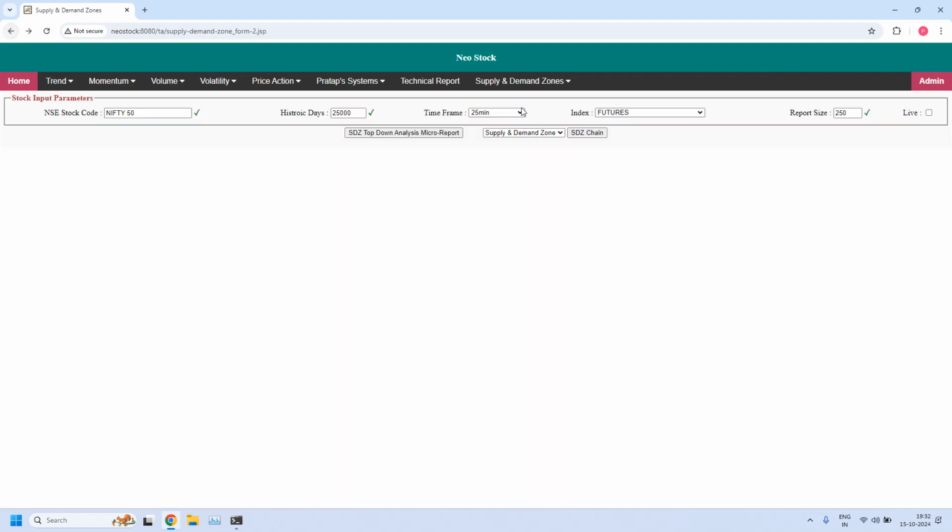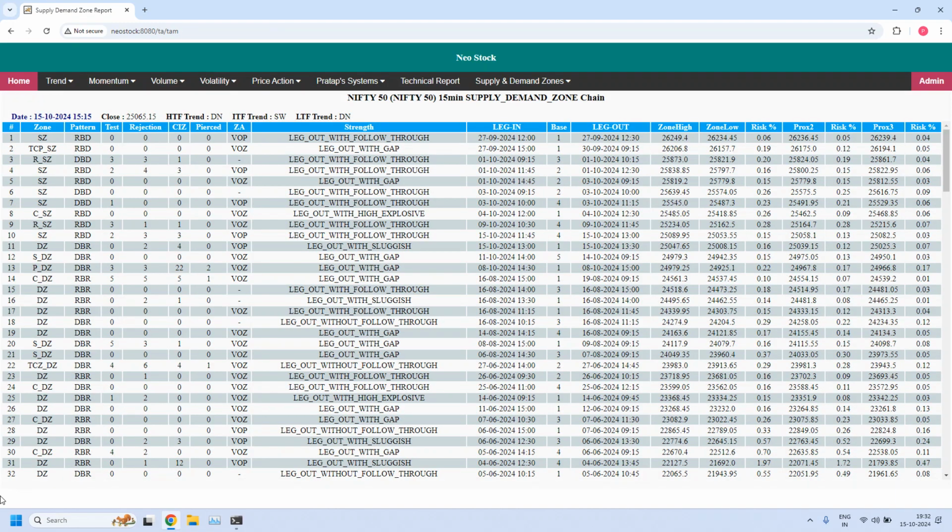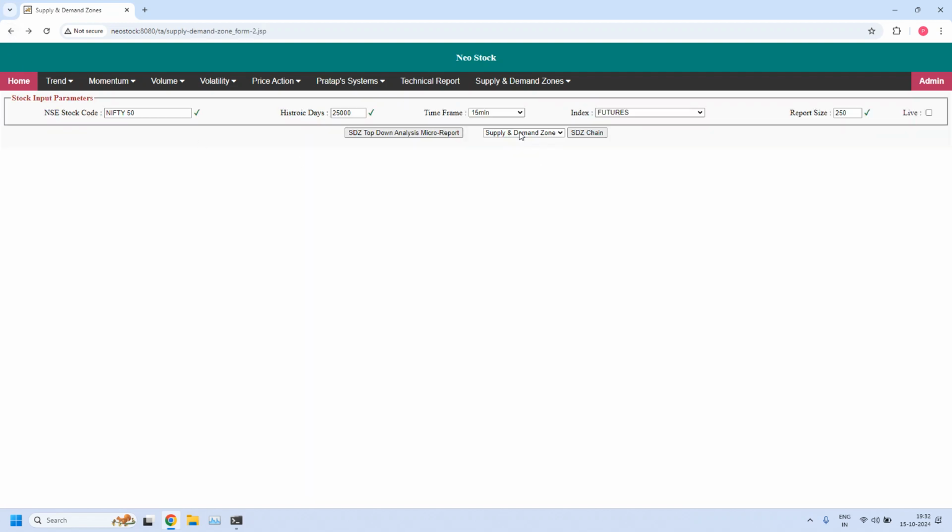Next time frame is 15 minutes. This is 15 minute supply demand zone chain for Nifty. Next time frame is 5 minutes, generating 5 minute supply demand zone chain for Nifty.